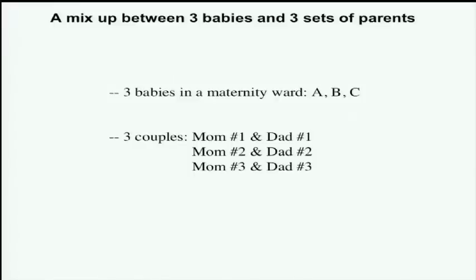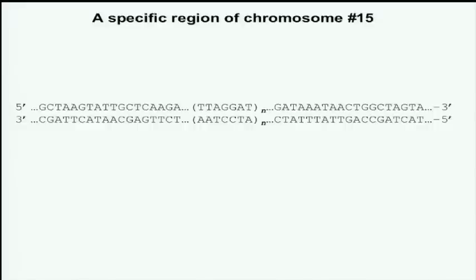On my next slide, I'm going to show you the introduction to this exercise. The first example is that there's been a mix-up in a maternity ward. There's 3 babies, A, B, and C, and 3 sets of parents, 1, 2, and 3. We're going to match which sets of parents go with which baby. On your worksheet, you'll see a similar picture to the one I'm showing on my next slide. Here's a region of chromosome 15. This region has a repeat of TTA, GGAT in the middle. And this region can be repeated n number of times, so a different number of times in different people. We're going to analyze this region of chromosome 15 in the babies and the parents to see if it can tell us which babies go with which parents.